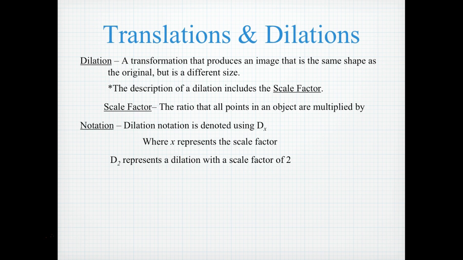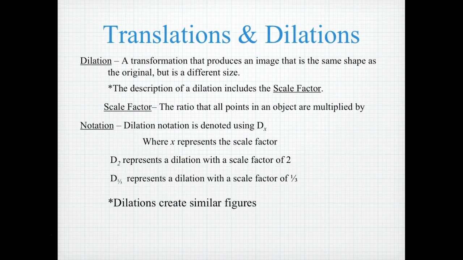So D sub 2 represents a dilation with a scale factor of 2, where each X and Y coordinate in the pre-image is going to be multiplied by 2. D sub 1/3 represents a dilation with a scale factor of 1/3. So each X and Y value in the pre-image would be multiplied by 1/3. Dilations, as we said previously, are not isometric transformations, but they will create similar figures. So remember, the angles will be congruent and the sides will be proportional.